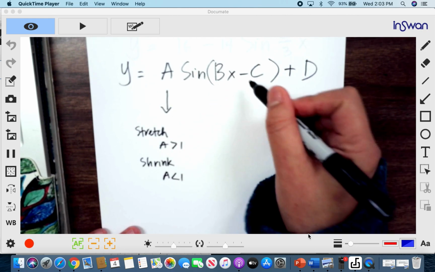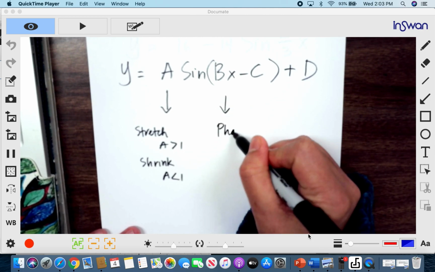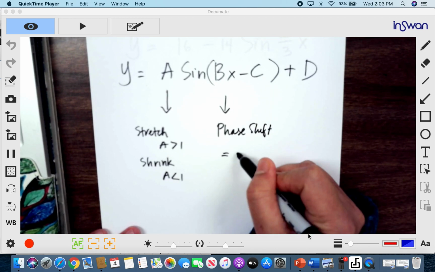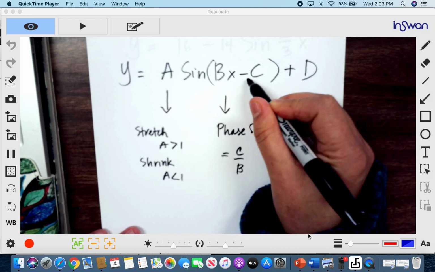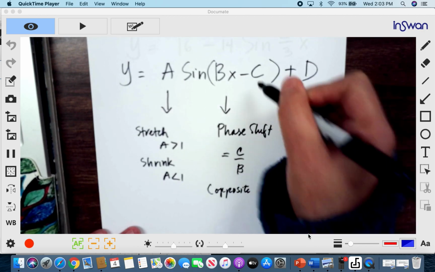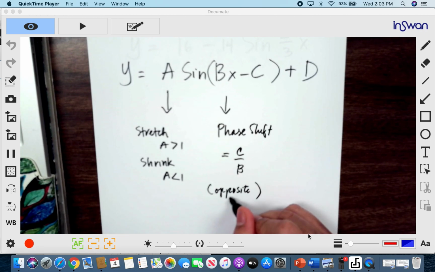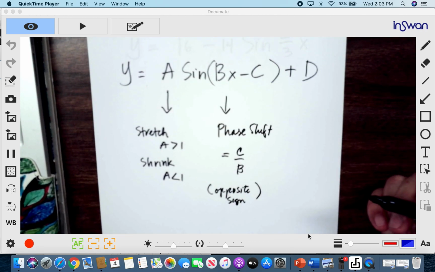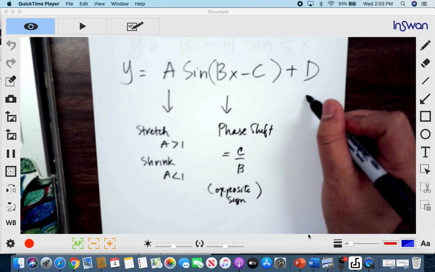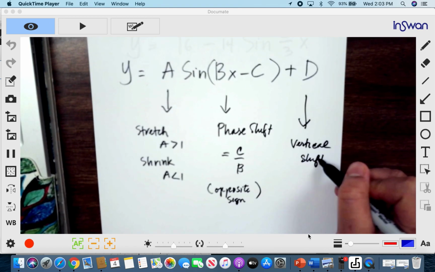Of course, you have B and C here, which represent the phase shift. And phase shift is equivalent to C over B. We always take the opposite sign of this. So meaning, since C is negative, our phase shift is positive. So take the opposite sign, and it's C over B. We also call this the horizontal shift of the graph, so it's the same as phase shift. D is our vertical shift, and we don't change the sign here, we keep the sign.